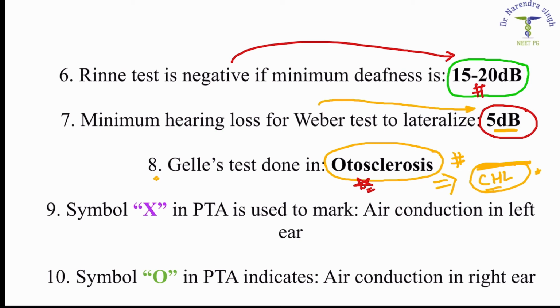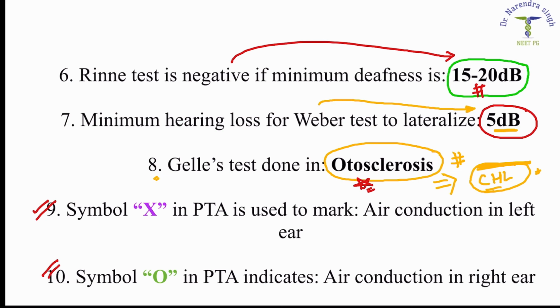Now, coming to the symbols which are used in pure tone audiometry. We have to learn these symbols. We have to learn them anyhow. We have to make some mnemonics also, because this is a most commonly repeated question in the first or second year. This is in the NEET PG exam.